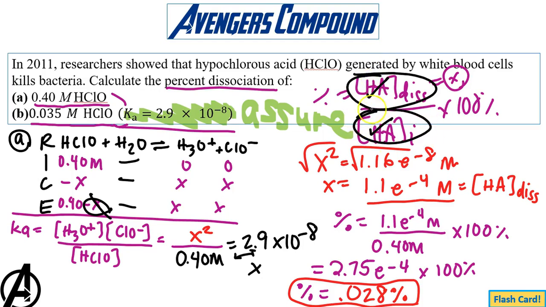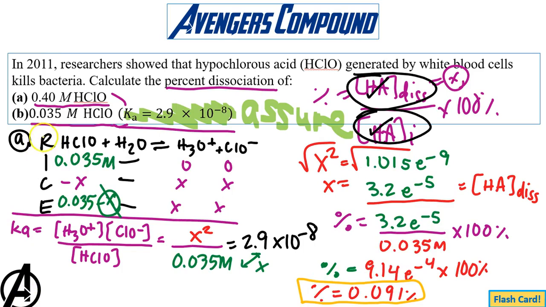This value is already given. I can go ahead and plug in all my numbers to my percent dissociation expression. So I have my 1.1 times 10 to the negative 4 divided by my initial amount given, 0.40, times 100%. And what I get is 0.028%. And that's how we get the percent dissociation for letter A. Now let's move on to letter B.